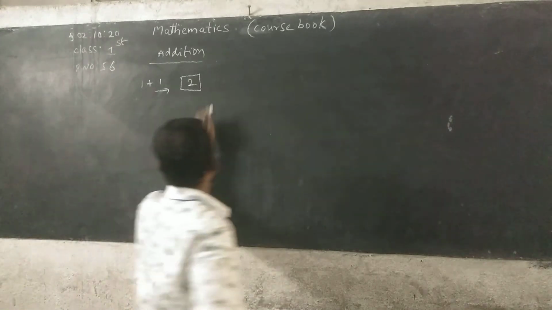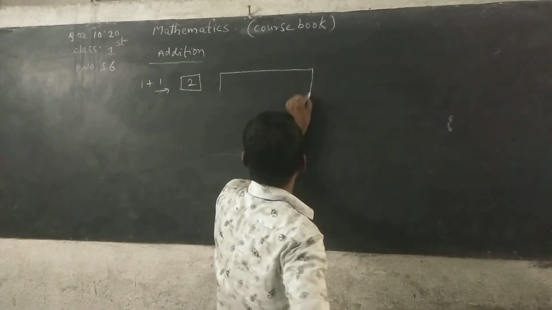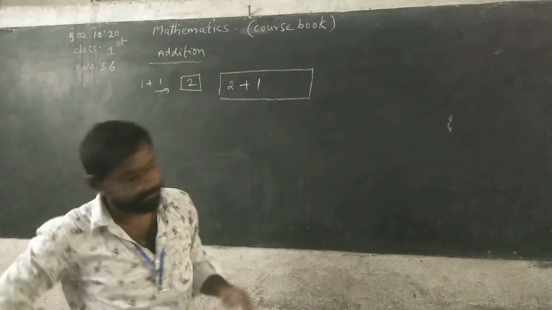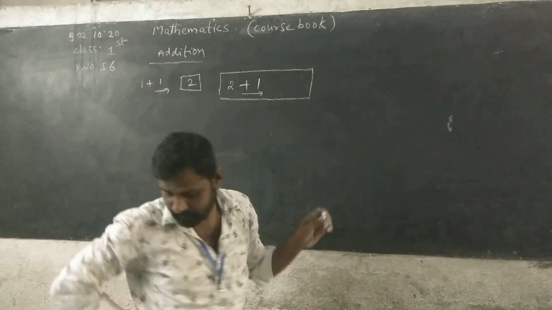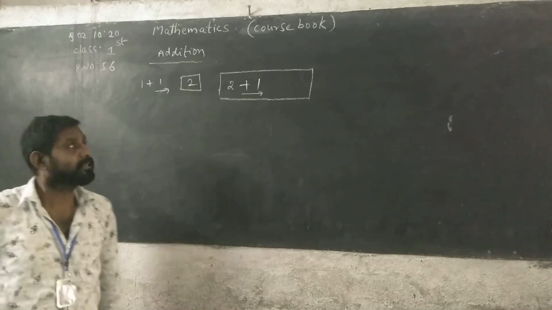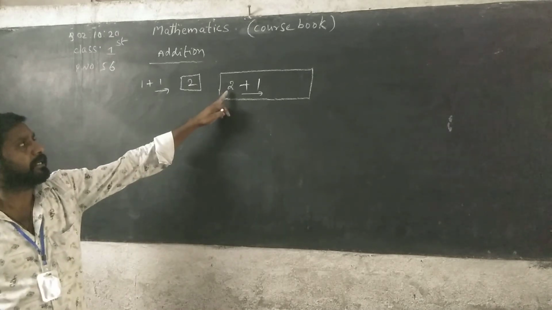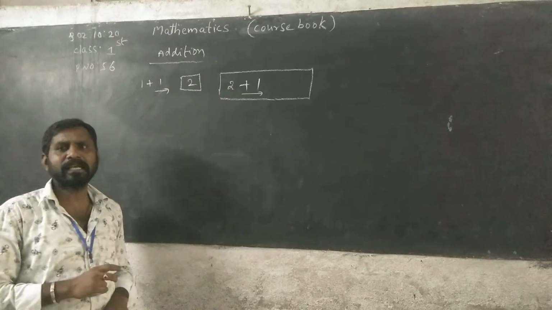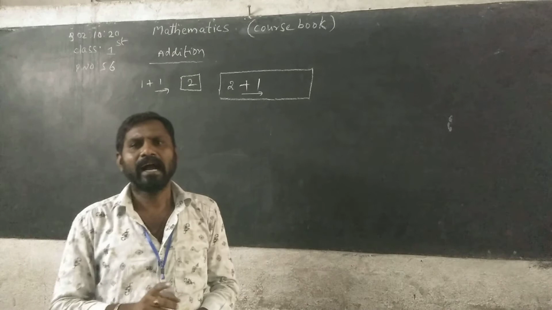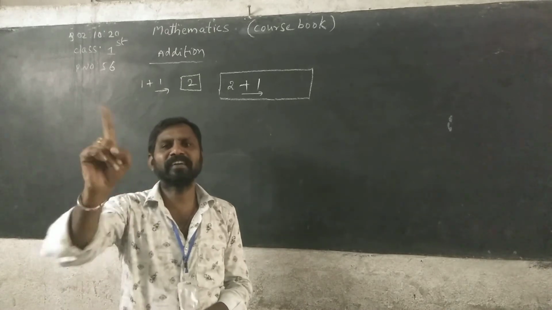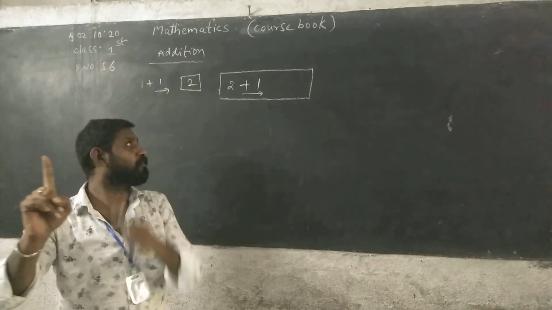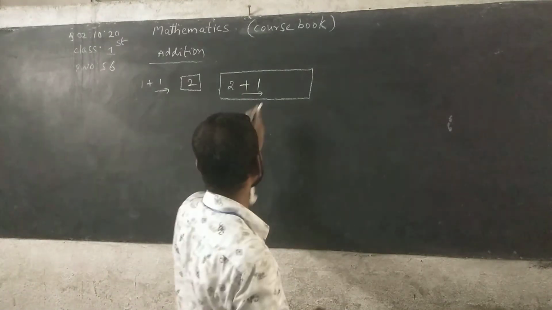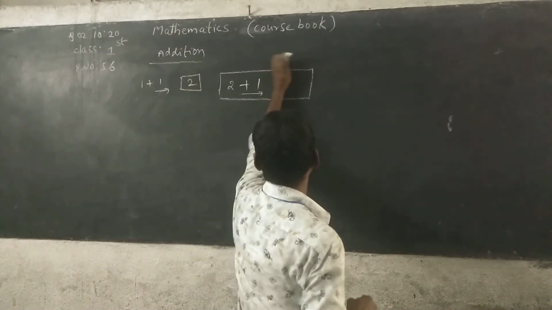Next, 2 plus 1. See here, keep 2, the bigger number, in your mind. Keep 2 in your mind and take 1 finger in your hand. So you count 2 after 1. What do we get? 3.